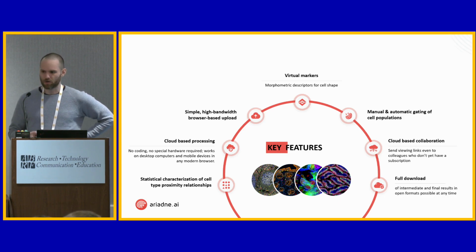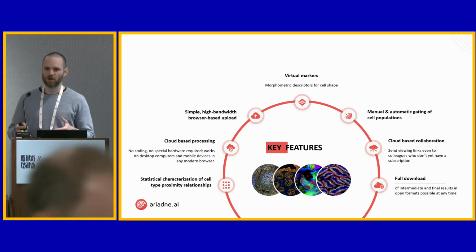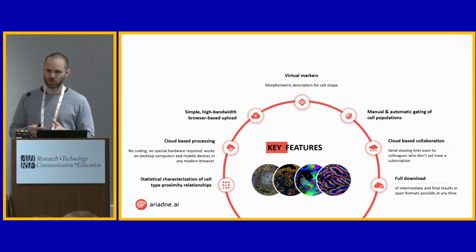We've got virtual markers, meaning those are markers extracted from the cell segmentation itself, so morphometric markers that describe the geometry of cells. We support manual and automatic gating of cell populations, similar to what you would do in a flow cytometry experiment, except you also have the spatial data there.